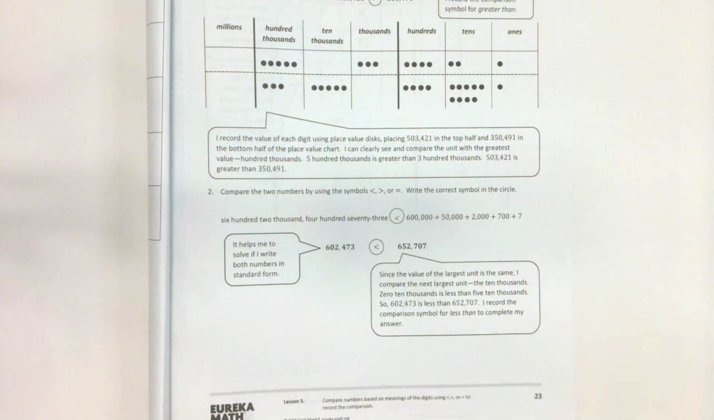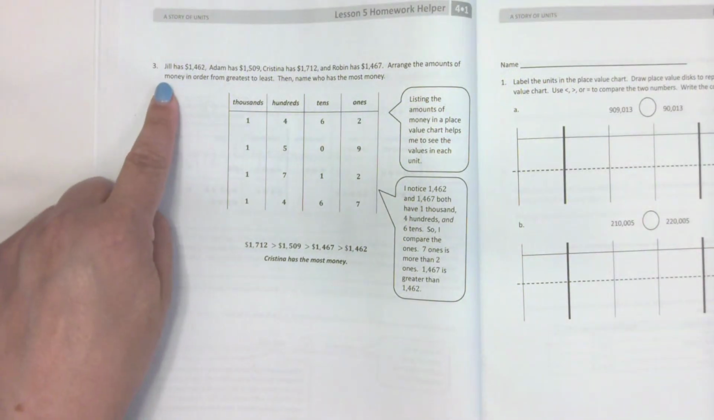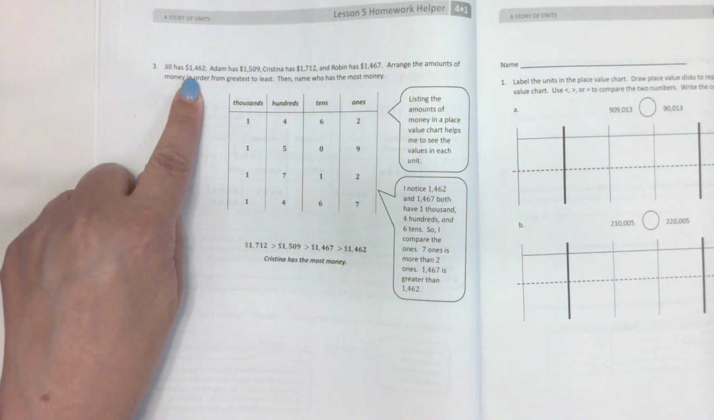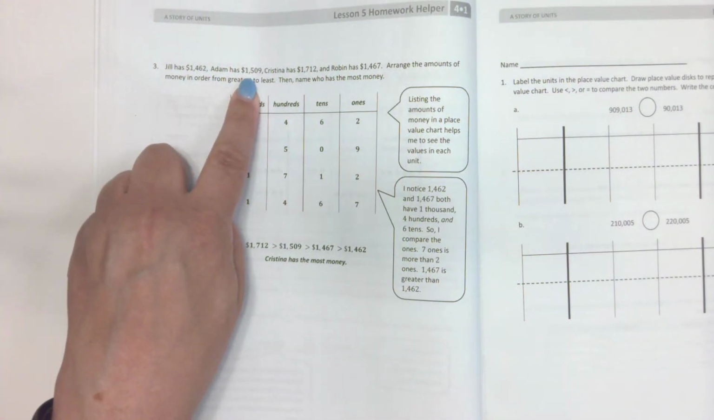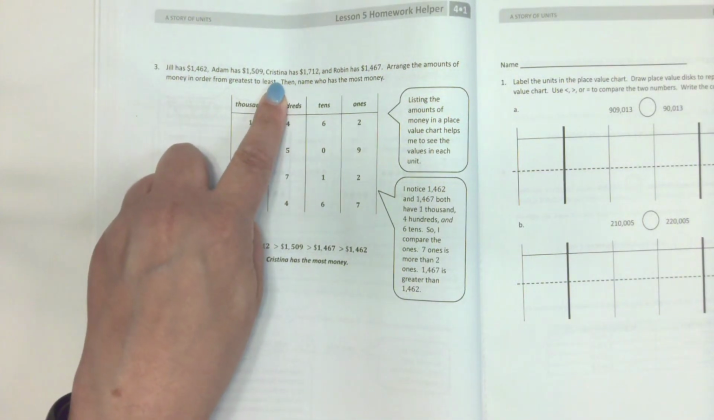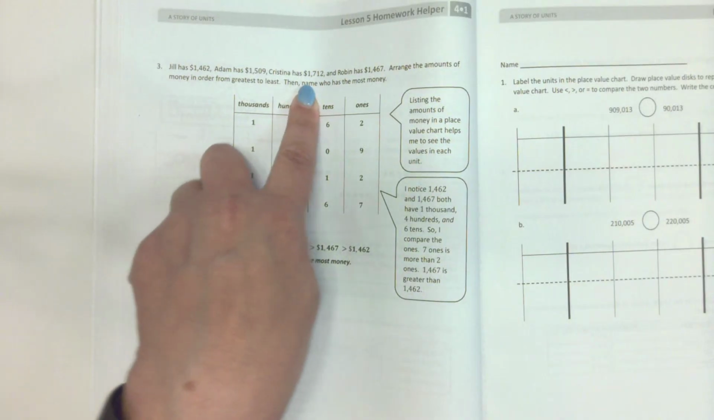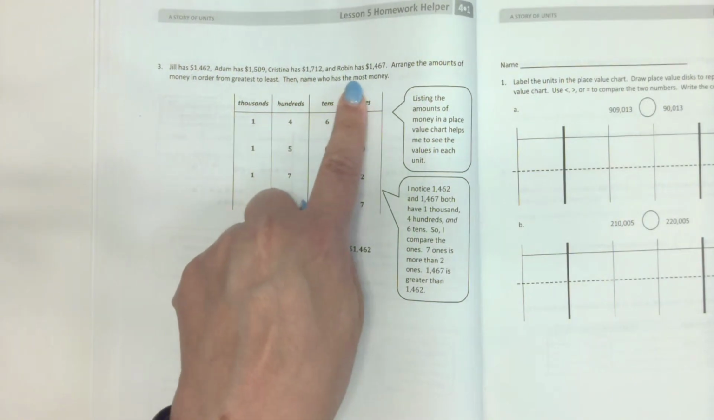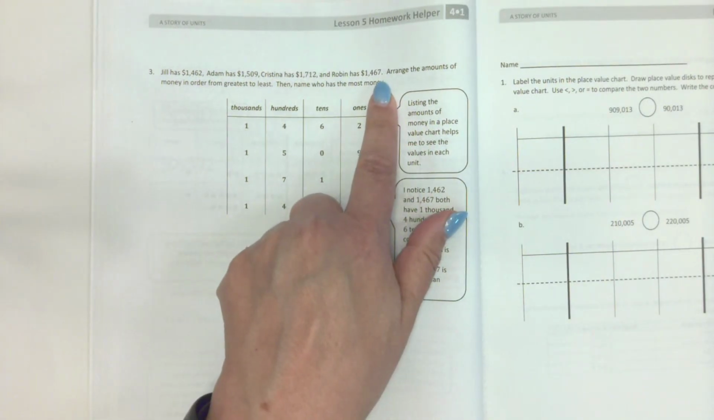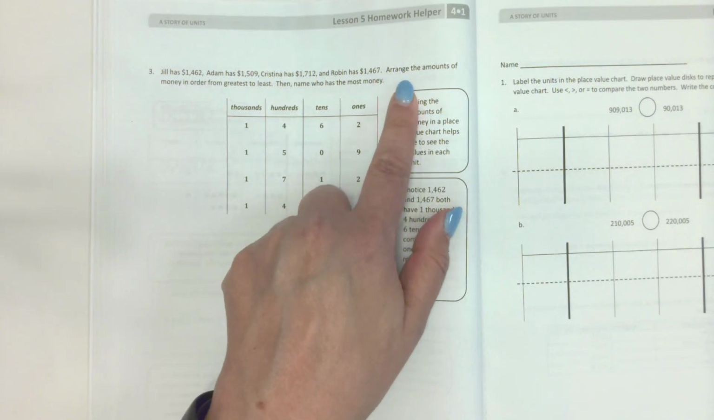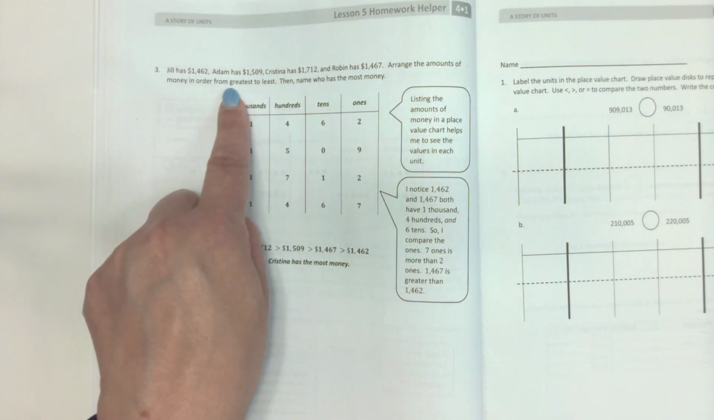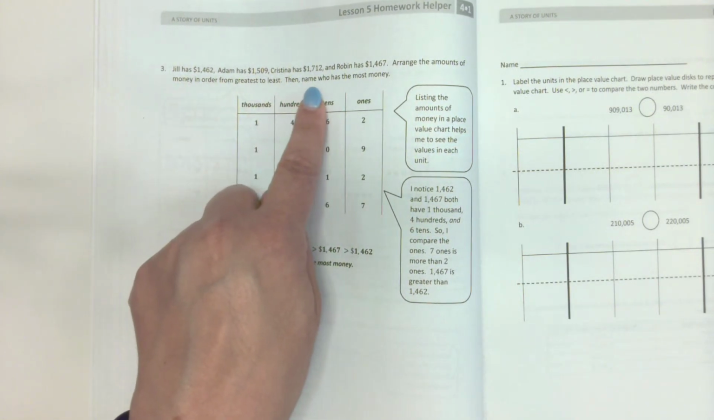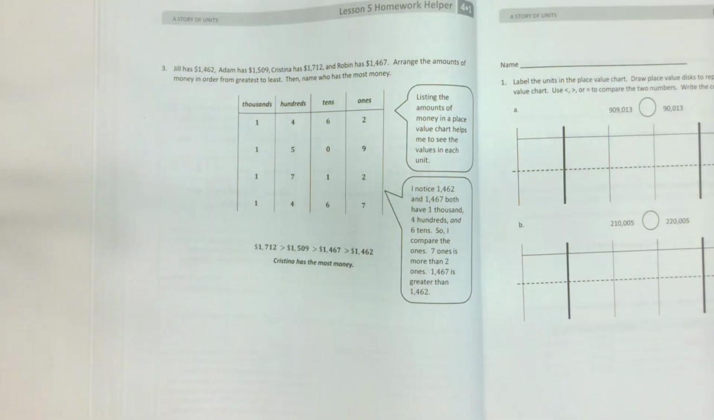Okay, turn the page. Let's see what's next. Number 3 says Jill has $1,462, Adam has $1,509, Christina has $1,712, and Robin has $1,467. Arrange the amounts of money in order from greatest to least. Then name who has the most money.